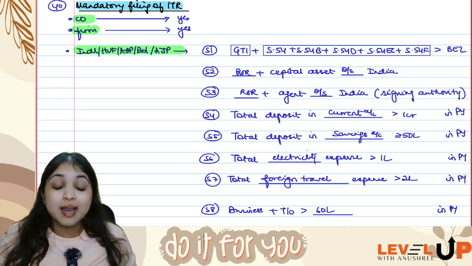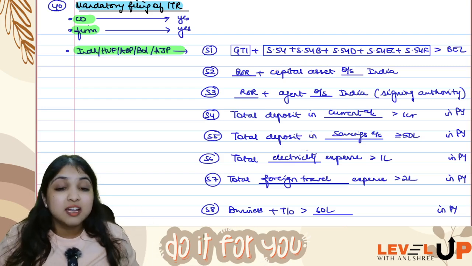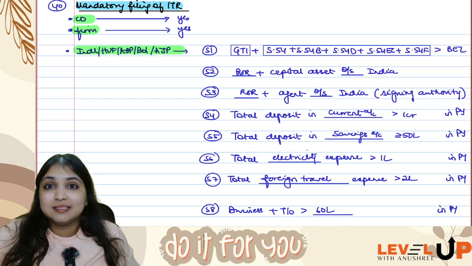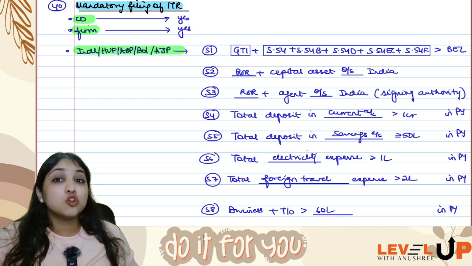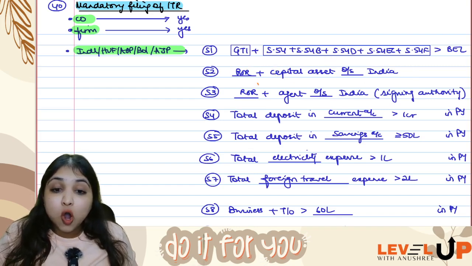If assessee is ROR and he has a capital asset outside India, I am not saying asset, I am saying capital asset. So if you have a car outside India, this point is not applicable. You should have a capital asset, like you should have shares outside India, or you should have a house outside India.